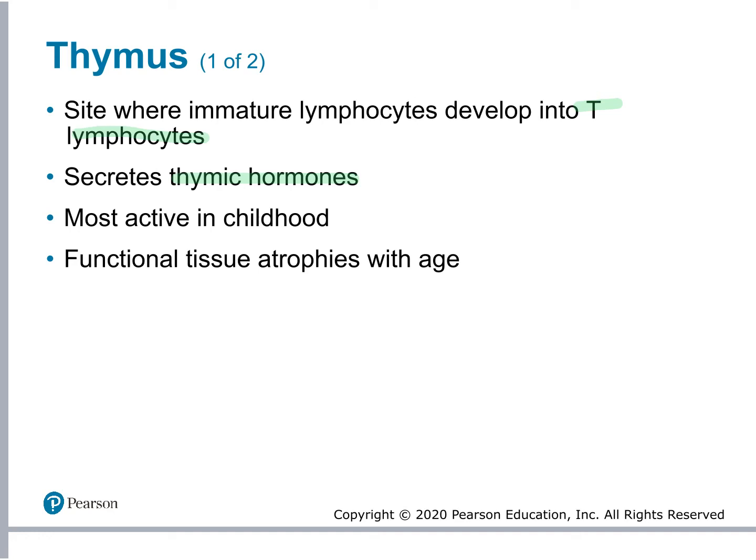Now the thymus is most active in childhood. That is when it is the largest. But then after childhood, as we get older, the thymus starts to shrink and it calcifies and makes it less effective, which is why we're more prone to infection as we get older.